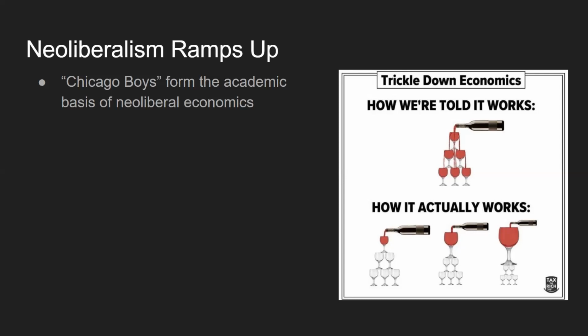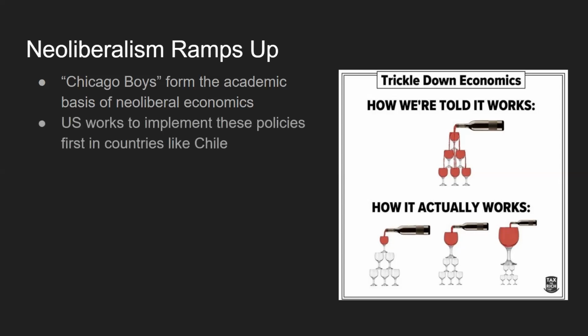So these academics form the fundamental basis for believing that this is the way economies should work, right? And that if they do work this way, without stripping away all regulations and government restrictions, they will somehow magically create prosperity for everyone, right? It's interesting to note that the US first works to implement these policies not in the United States, right? Because in the United States, people would object to the suffering that these policies cause.